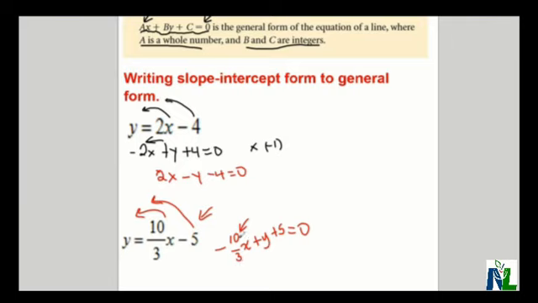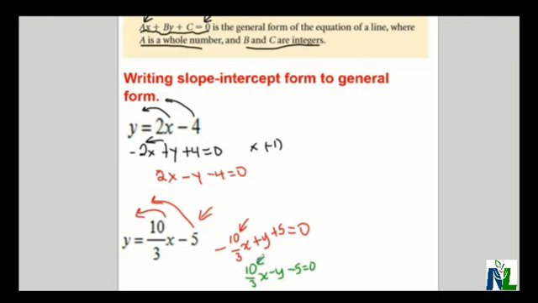First, let's multiply by negative 1. We have 10/3 x subtract y subtract 5 equals 0. There's a fraction here. We can't have a fraction. It must be a whole number. So we multiply every term in the equation by 3 to remove the fraction.